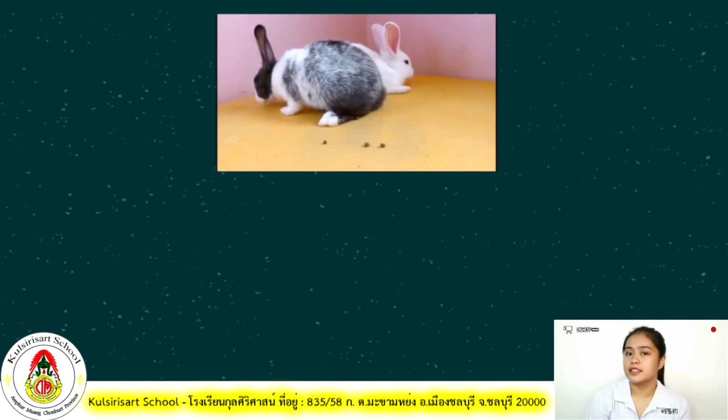Take a look at this picture. As you can see here, the rabbit has poop around it. The rabbit needs to remove waste from its body. That's why the rabbit poops. Just like you, after you eat your dinner, you go to the toilet, right? Because you need to remove waste from your body, because you are an example of a living thing.